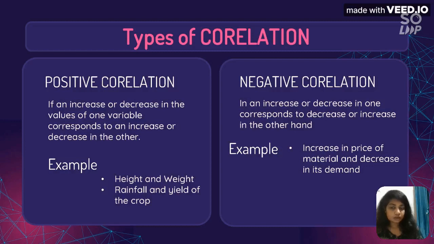Types of correlation: positive correlation and negative correlation. A correlation is said to be positive if an increase or decrease in the values of one variable corresponds to an increase or decrease in the other. Example: height and weight, rainfall and yield of the crop. A correlation is said to be negative if an increase or decrease in one variable corresponds to a decrease or increase in the other. For example, increase in the price of a material and decrease in its demand.